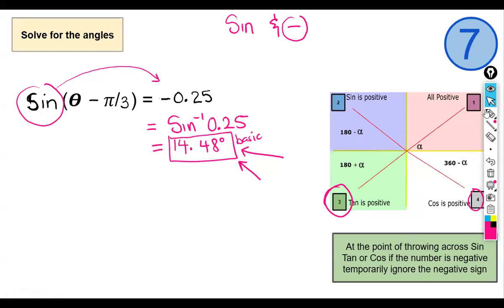All right. So 180 plus the 14.48. My first answer is 194.48 degrees. And the other one, 360 minus 14.48, is how much? 345.52. Everybody with me so far?